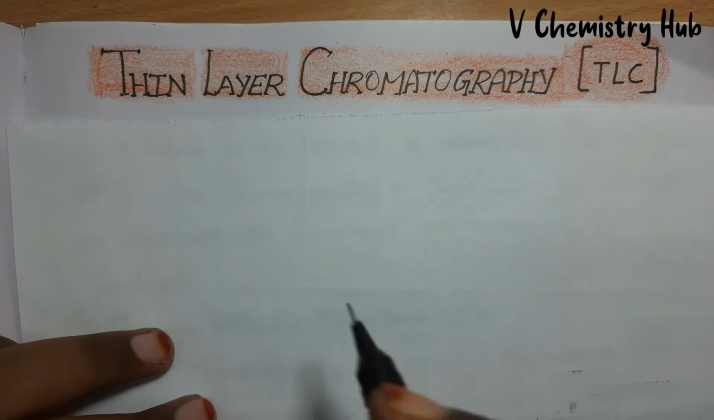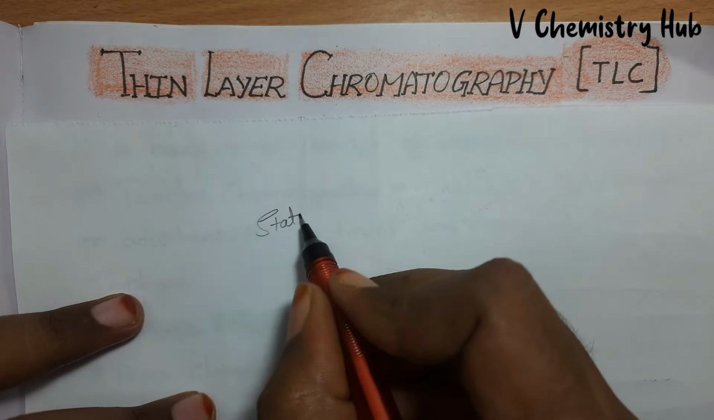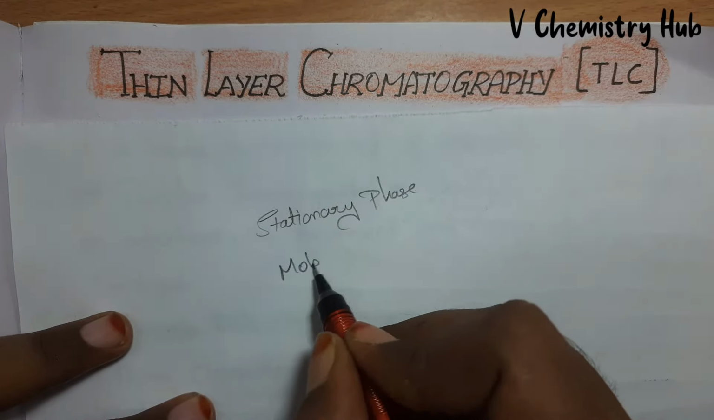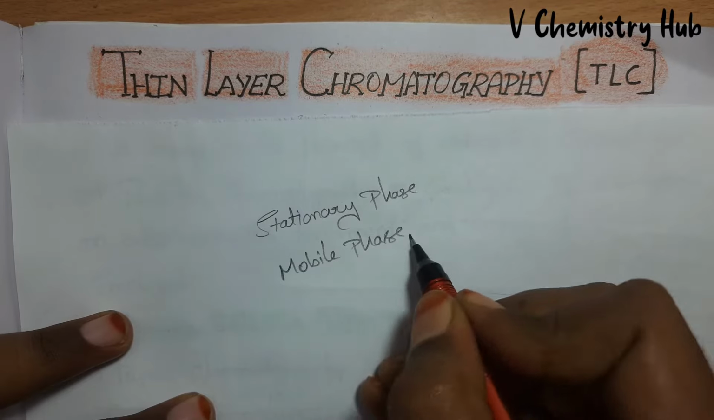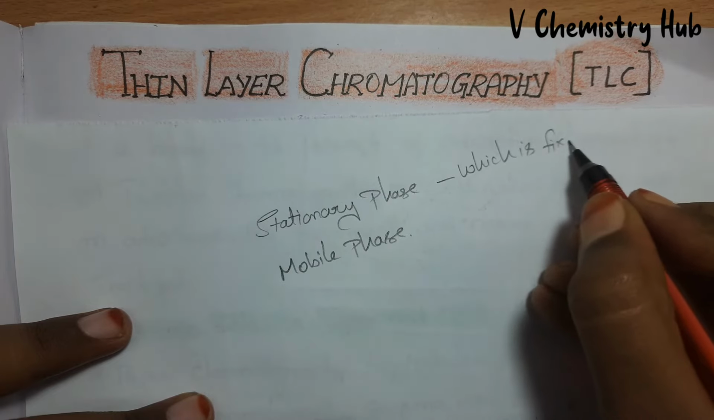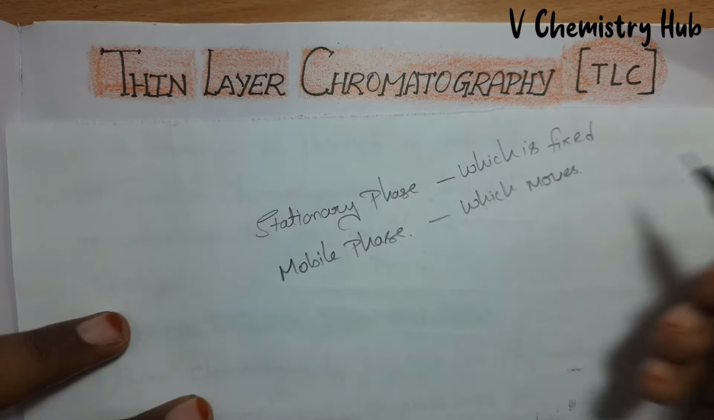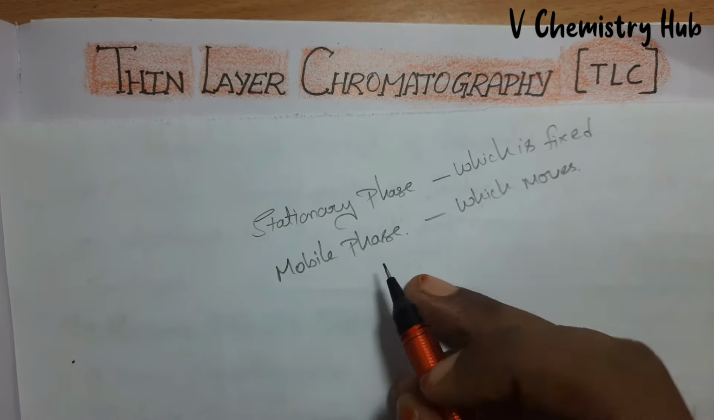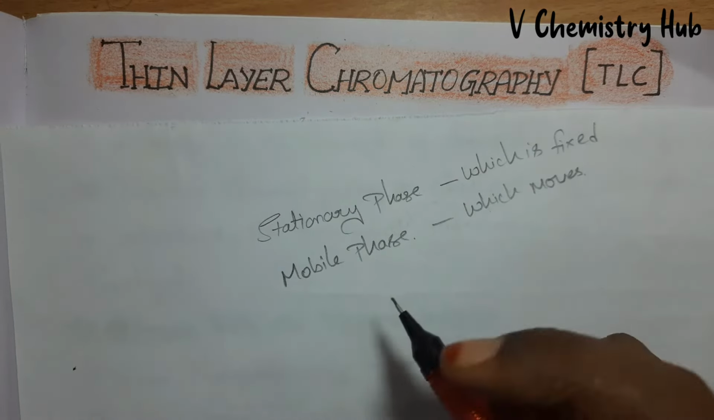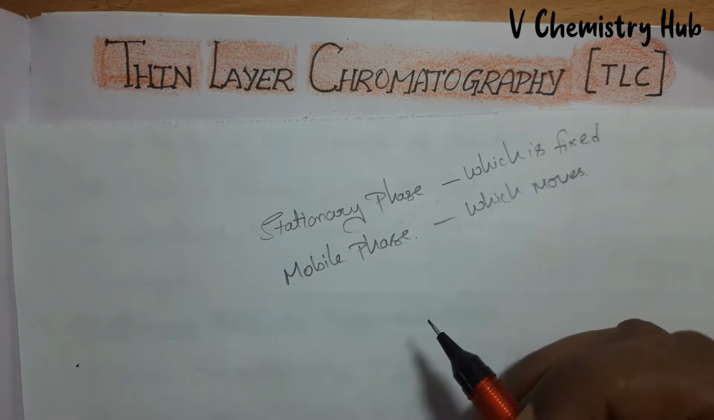In any type of chromatography, we have two things in common. Those are stationary phase and mobile phase. Stationary phase means which is fixed, and mobile phase means which moves or runs. So mobile phase carries all the sample. Due to the differential rate of all those substances in the sample, few of them migrate further and few of them migrate less. So that's how we separate the components from a mixture.